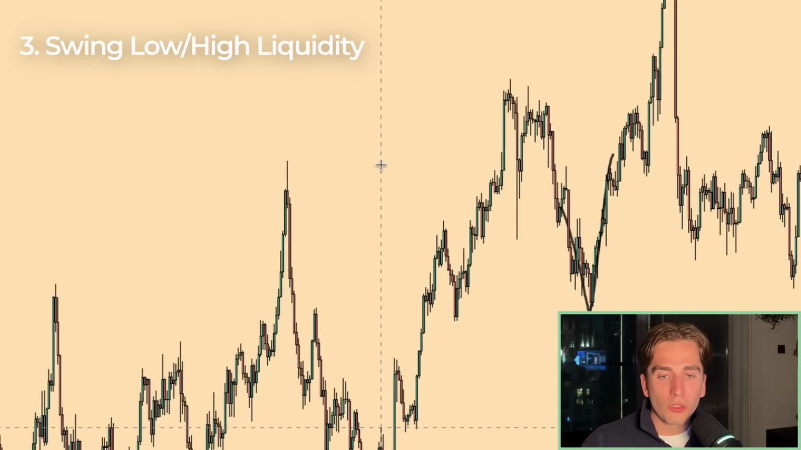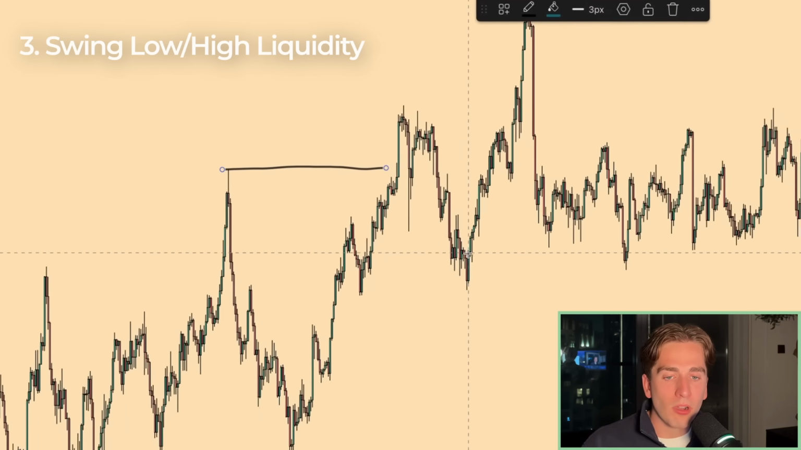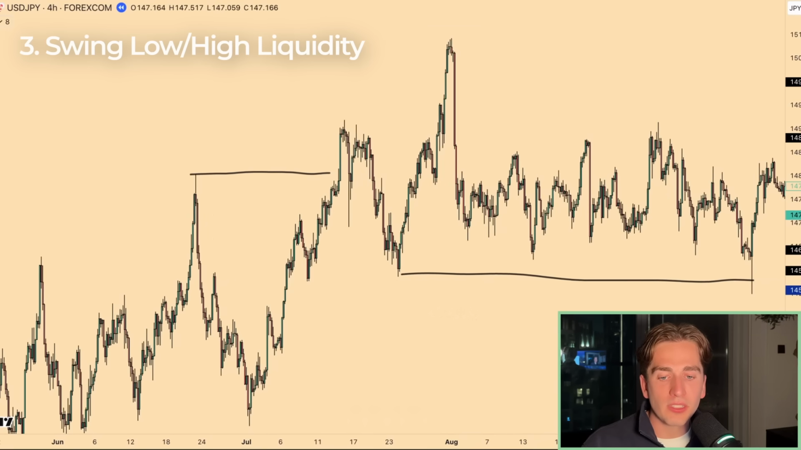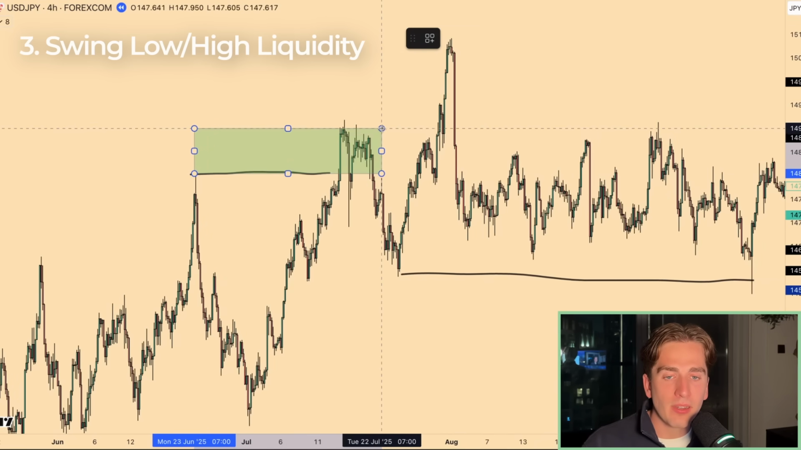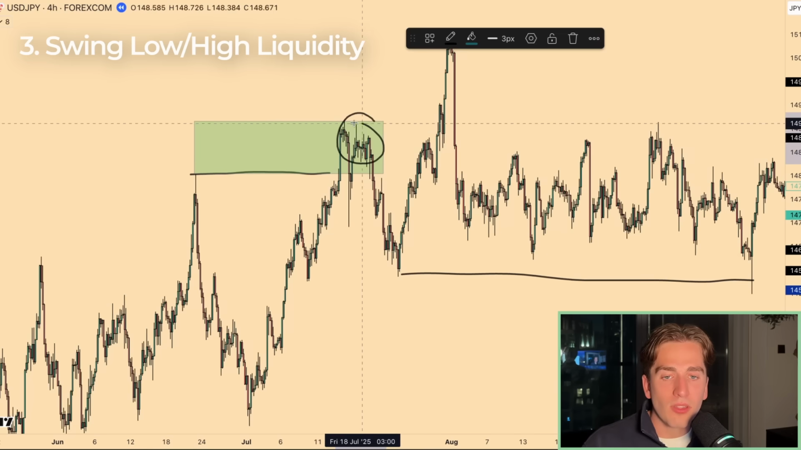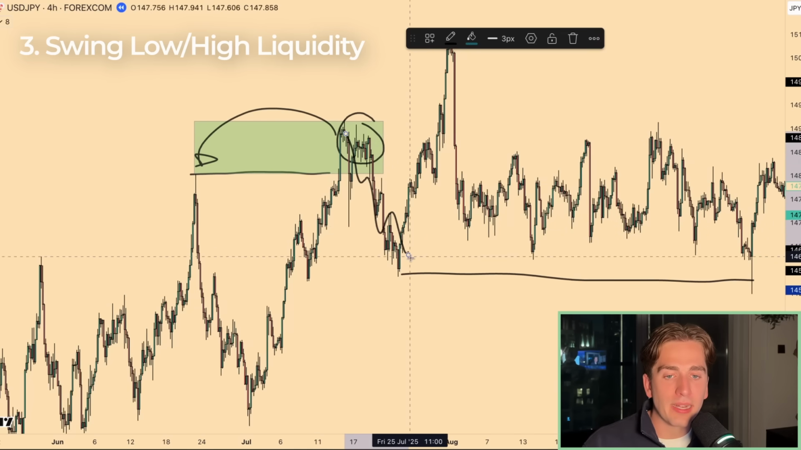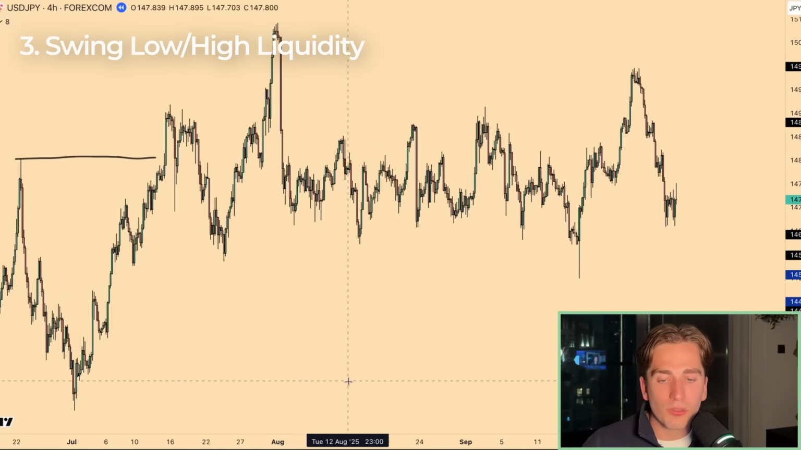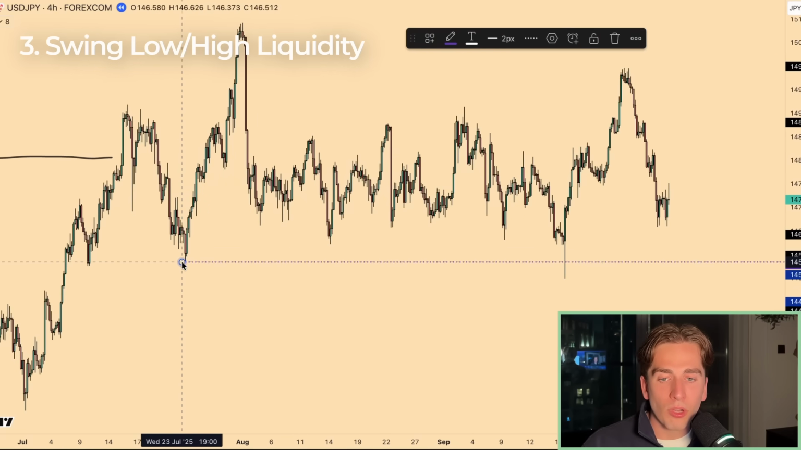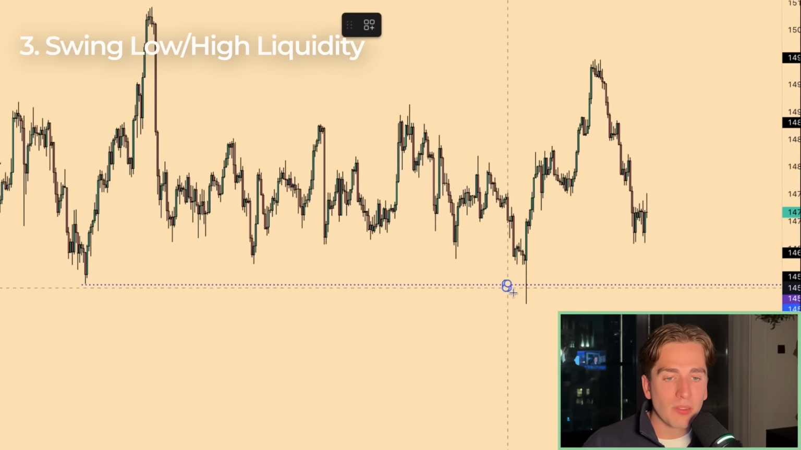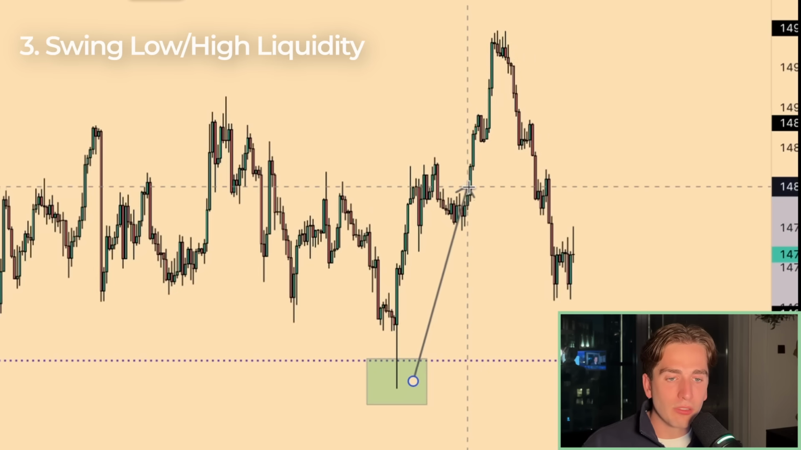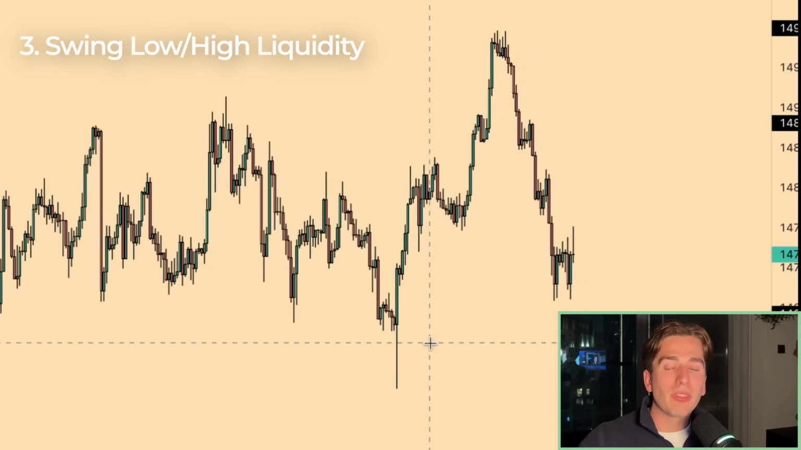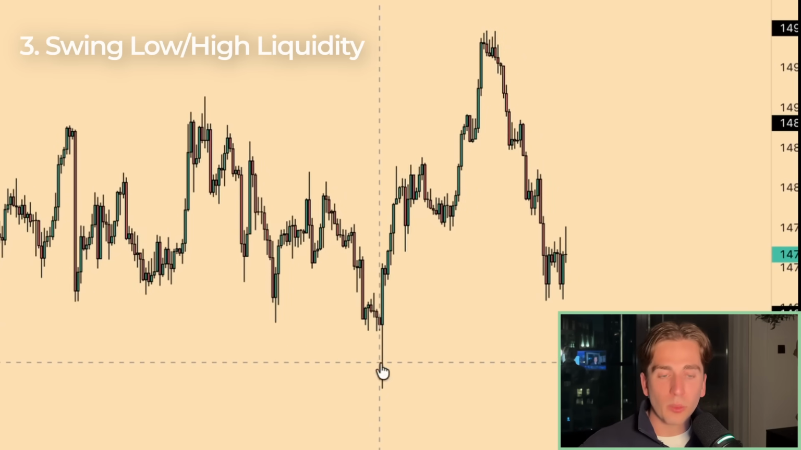Now, what you want to do is just mark out the overall high, mark out the overall low. And what you will often see is that if you then place a zone on top of it, the market will take out the overall swing high and then return back in towards the downside. And the same goes for a swing low. If you mark out that overall low here, what happens? The market takes out the overall low and then reverses back in towards the overall upside. So these are the three most important forms of liquidity that you need to understand.